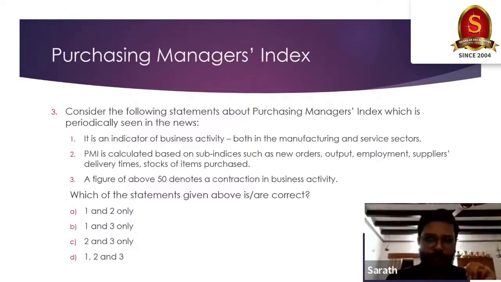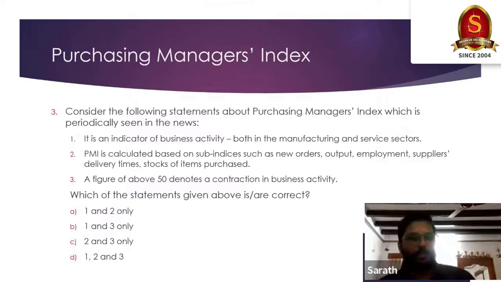So there are three types of purchasing managers index which are actually published. There is a separate purchasing managers index published for the manufacturing sector, manufacturing PMI. There is a separate purchasing managers index published for the service sector, services PMI. And then through a mathematical combination, these two are brought together, and a composite purchasing managers index for the entire production is also published, which means it is an indicator of business activity for both manufacturing as well as service sector. The question doesn't specifically say manufacturing PMI. It just generally says PMI. So the first statement is correct.